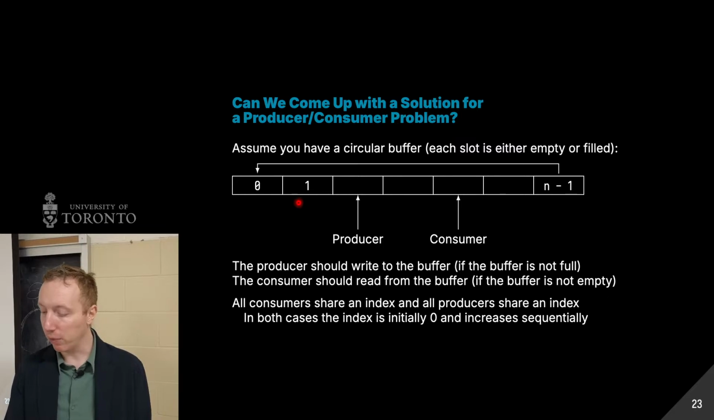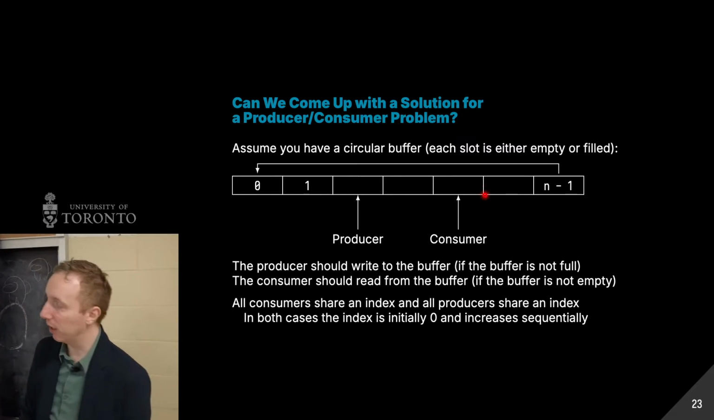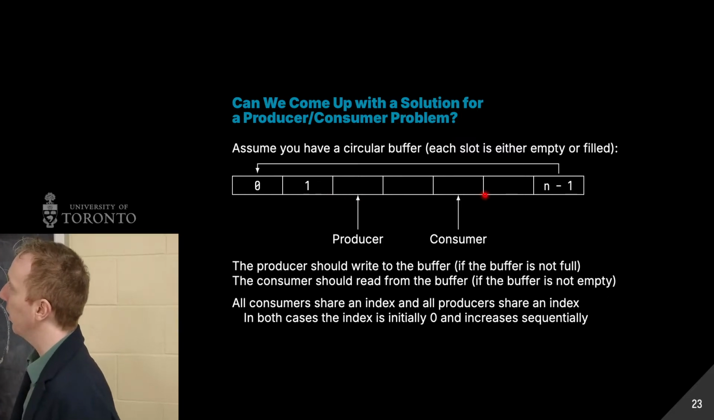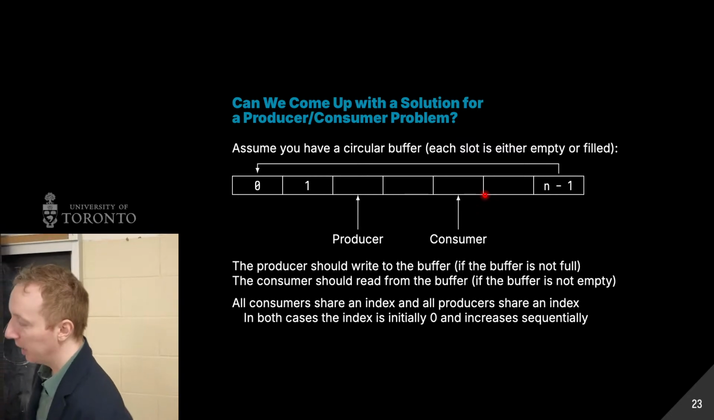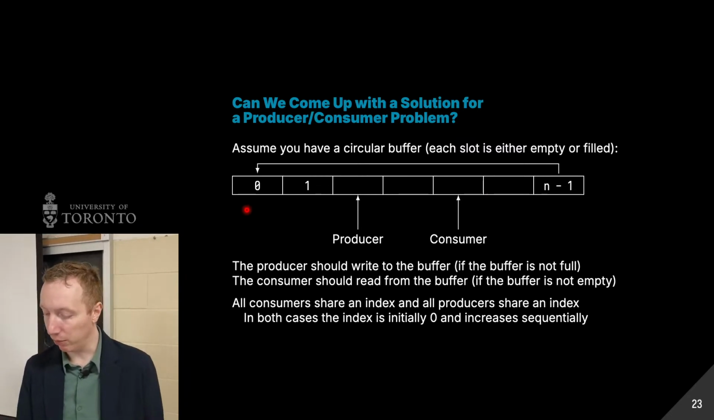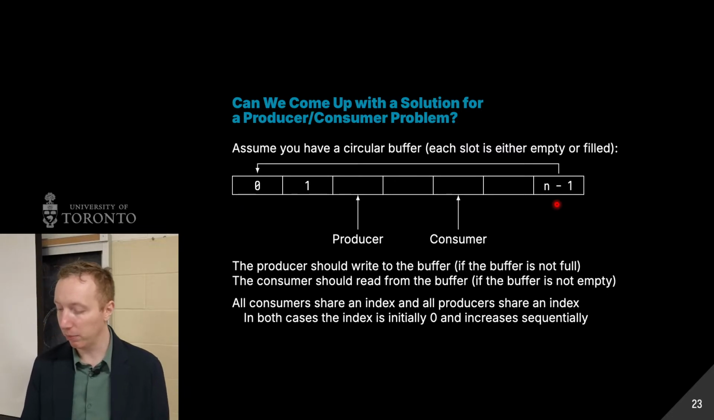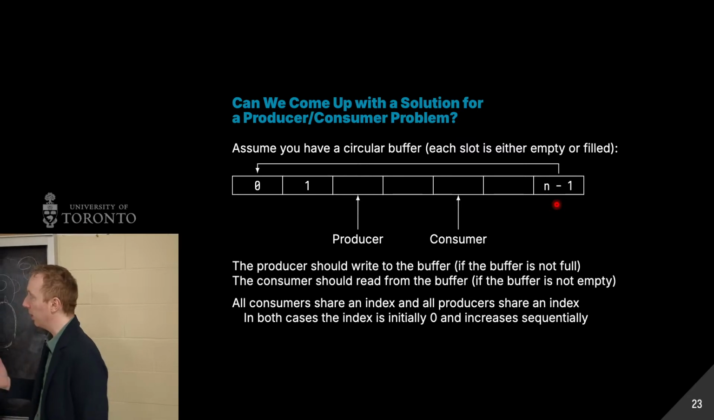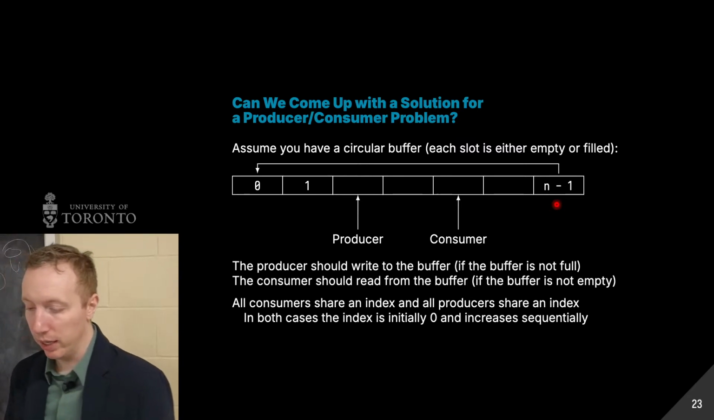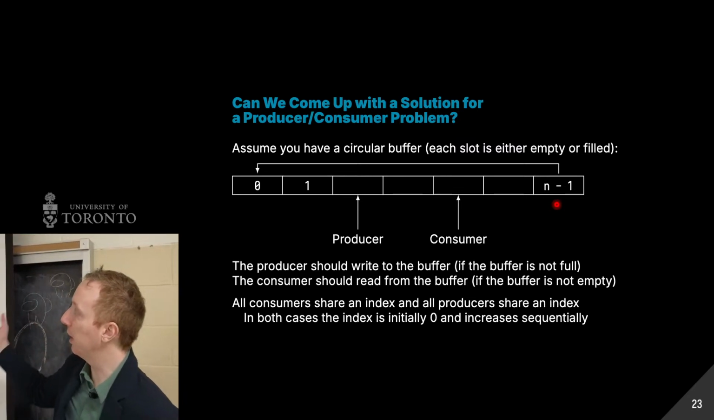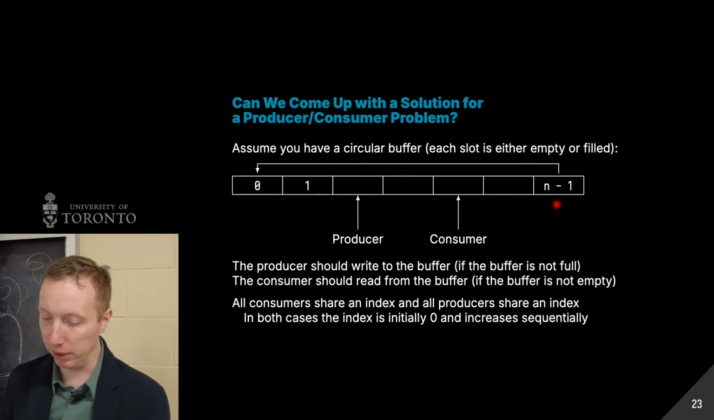So it is just an array of elements where each slot is either empty or filled with some data. The indices are 0, 1, all the way up to n minus 1, where n is our size. And it's circular, because if we make it to the end, we just wrap around to the beginning.